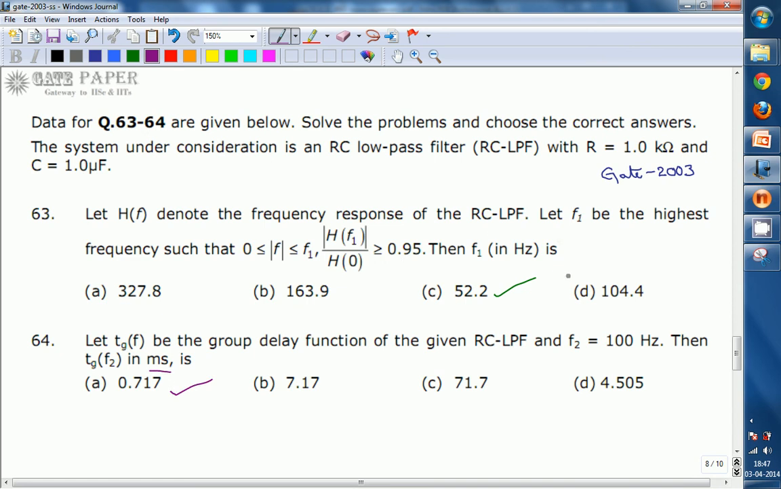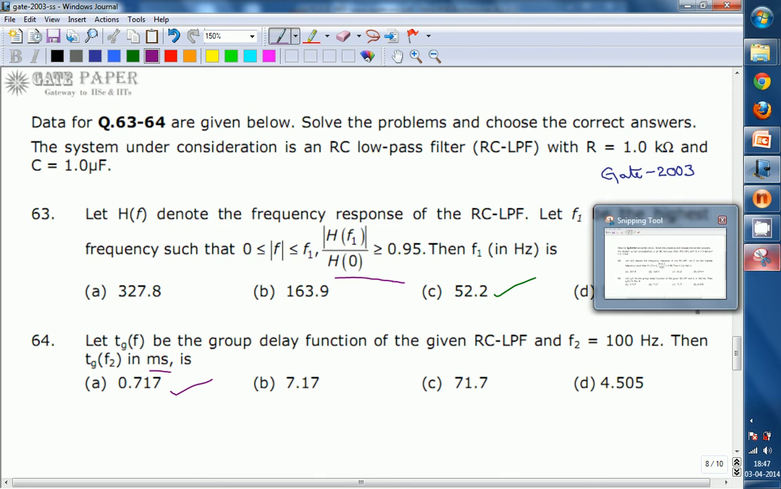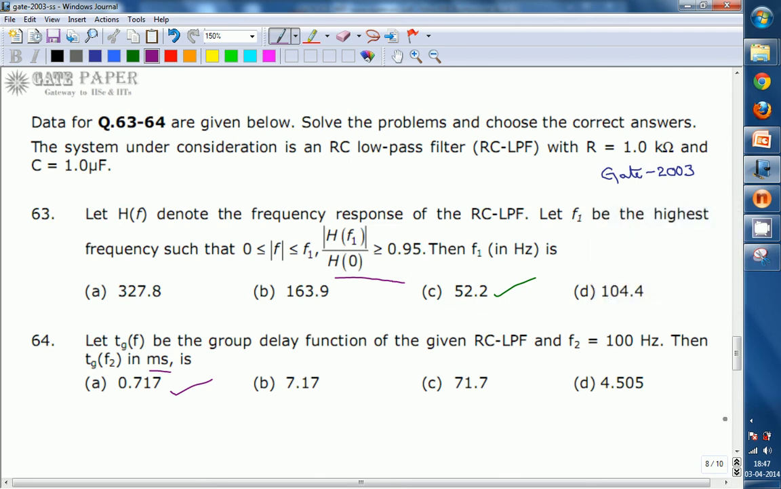So like this, we'll find the transfer function for the given low pass filter first of all, and from this expression we will find the value of f1, and later we'll find the expression for the group delay, and we'll substitute the values given in the problem. Then we'll get the corresponding answers.